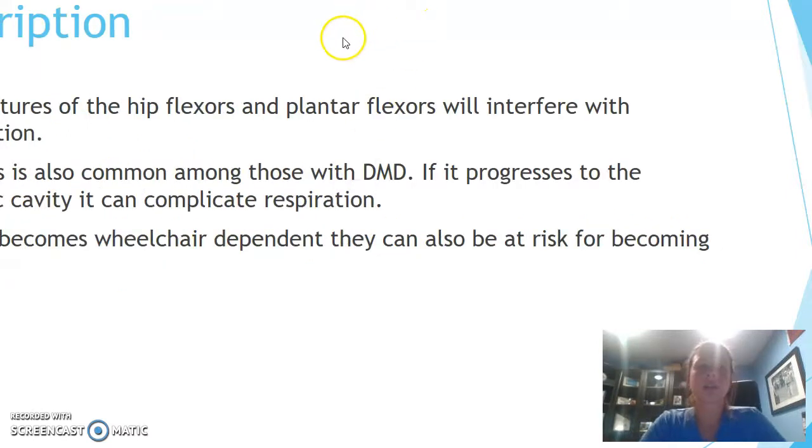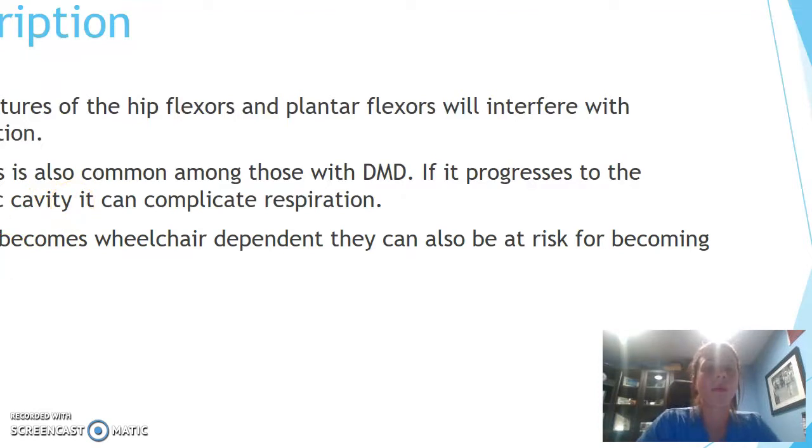A few complications to consider before prescription are the contractures of the hip flexors and plantar flexors, which will interfere with ambulation. So again, walking, those contractures are just really hindering the range of motion. This also ties in with scoliosis because it's also common with patients with muscular dystrophy. It can actually get pretty nasty if it progresses to the thoracic cavity because it will complicate respiration. And it's important to keep that in mind when you're incorporating exercise in someone's life.